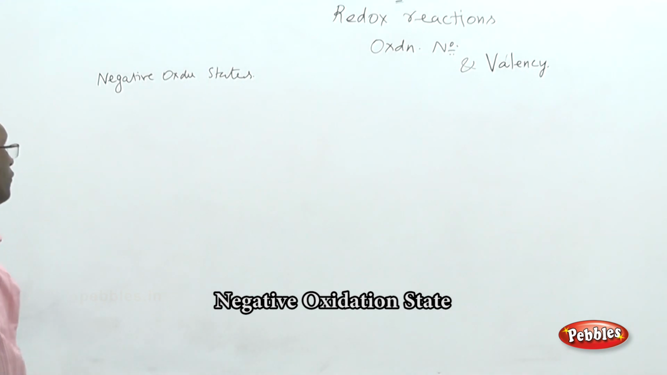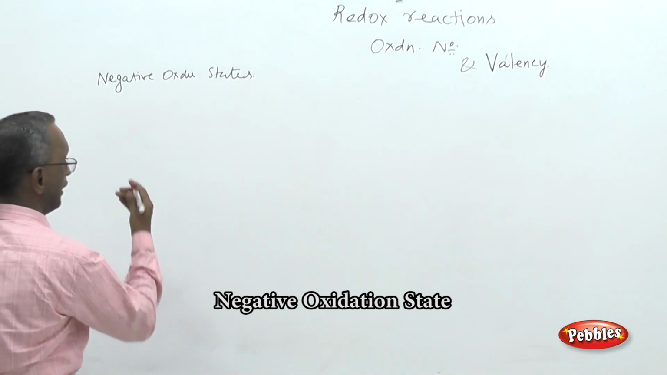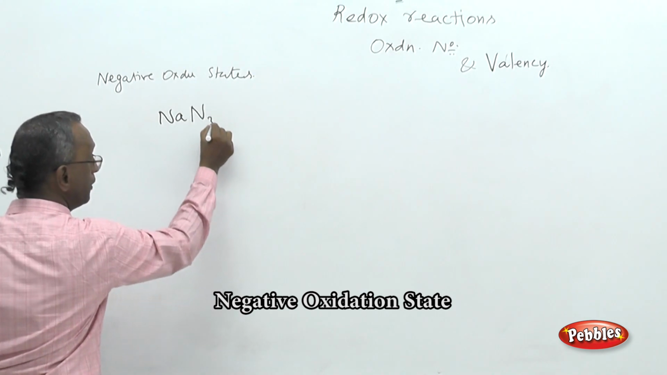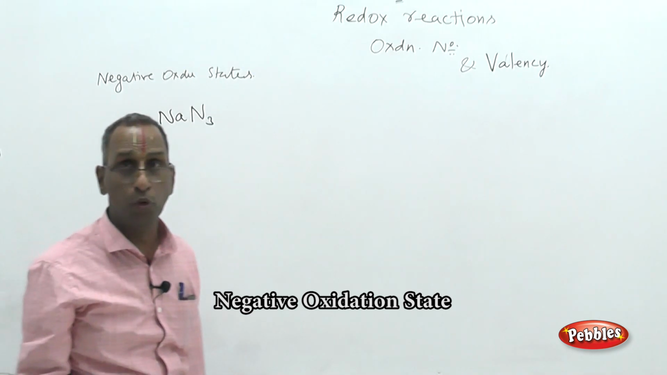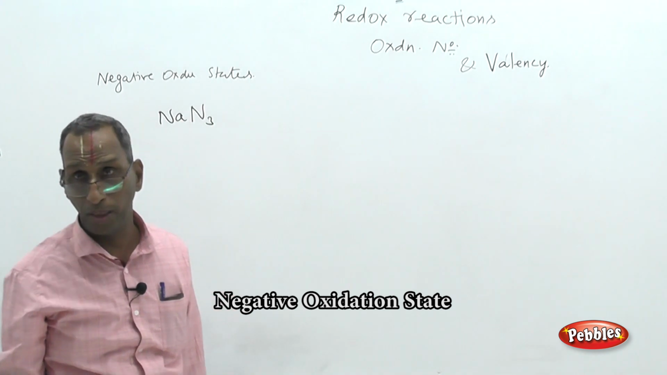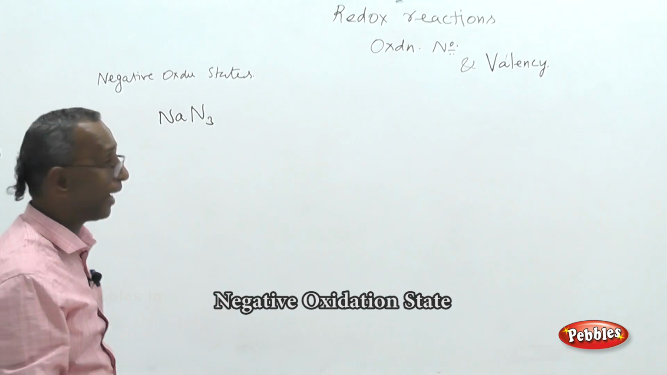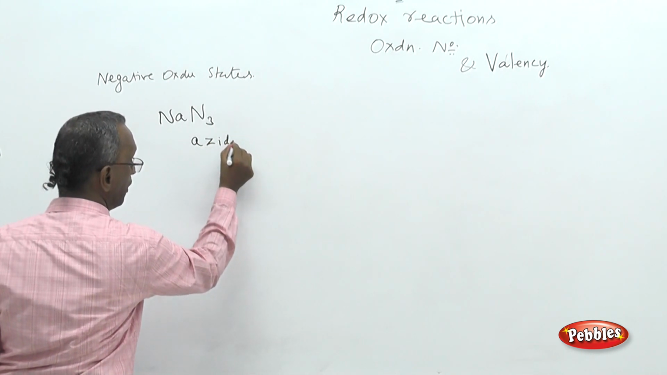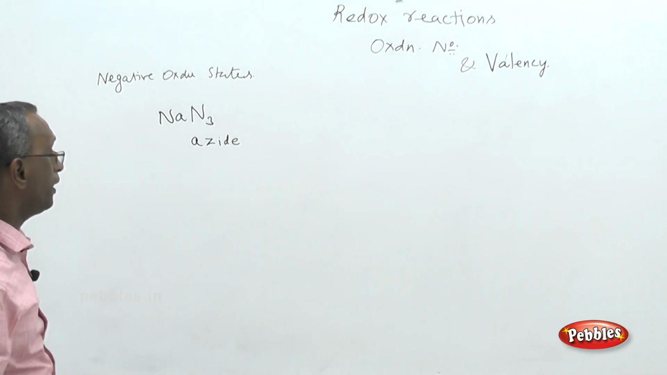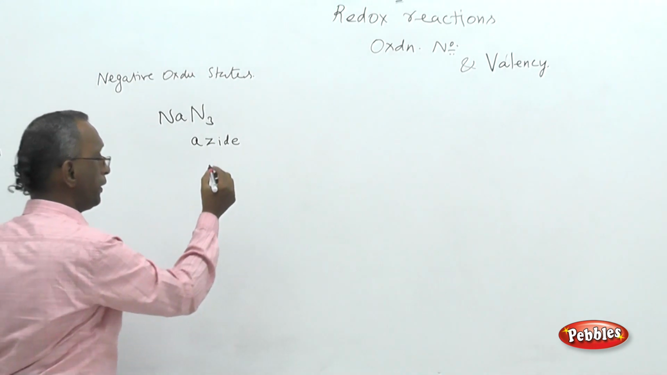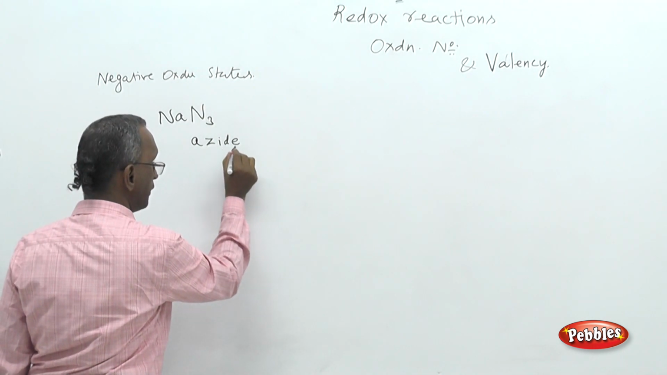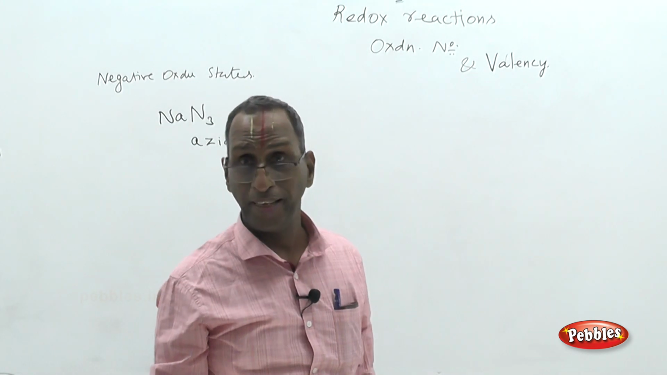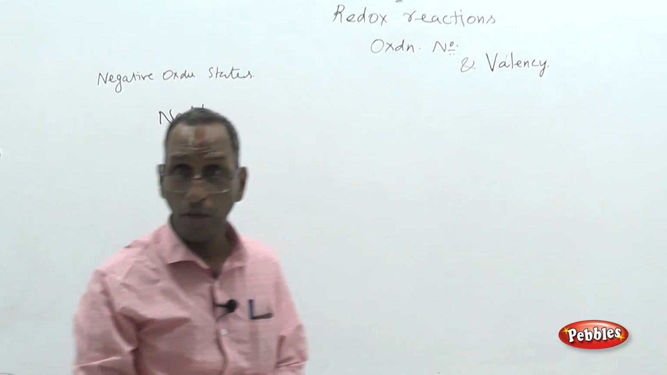We will see some examples of systems with a negative oxidation state. Let us consider this compound, NaN3. This is called sodium azide, A-Z-I-D-E. Generally, negatively charged species have the suffix -ide: azide, oxide, nitride, chloride, sulfide. That is to be noted.